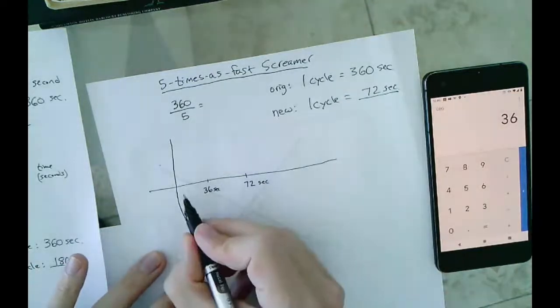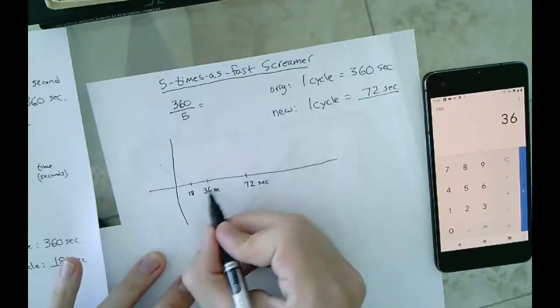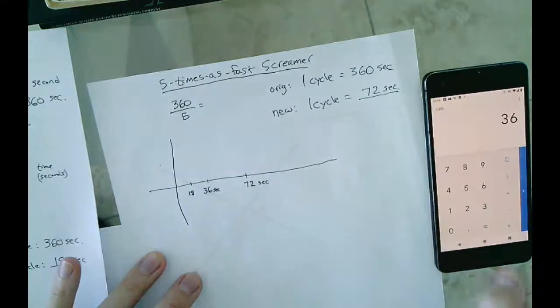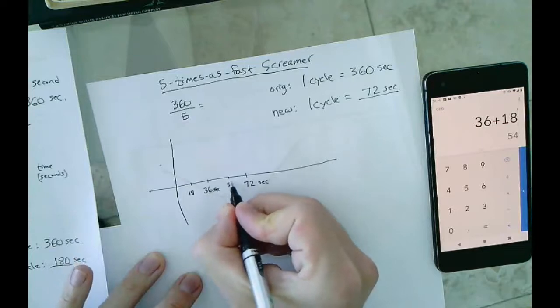Now what's half of 36? Well, that one I believe is 18. And what's this number right here? I know that's going to be 18 plus 36, which I think is going to be somewhere around 54 seconds. That will be my 3/4 point here, okay?